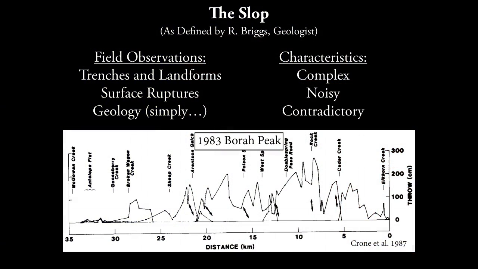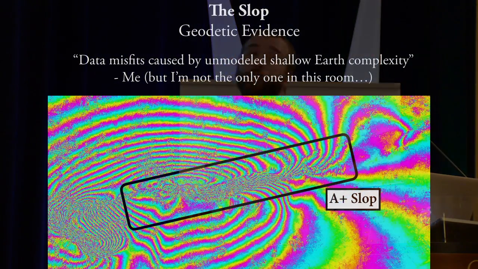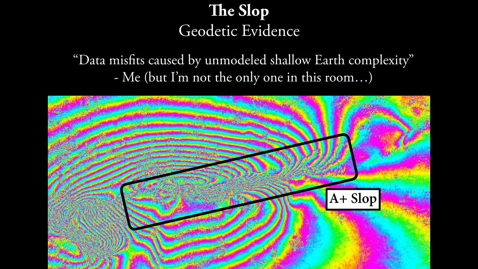Characteristically, slop is very complex and noisy. It's very contradictory sometimes and sometimes counterintuitive. A very good example of slop is the intense variability that can happen around a surface rupture. Geodetically, we have very excellent evidence for the presence of slop. Most of you will recognize it as data misfits that are caused by unmodeled shallow Earth complexity or non-elastic near-fault deformation, otherwise known as permanent deformation.